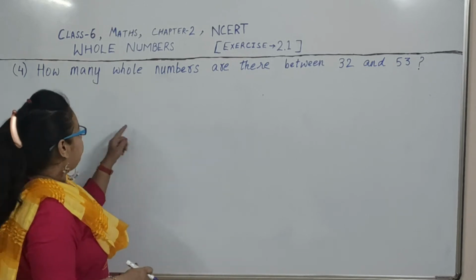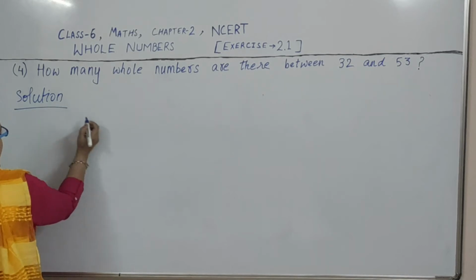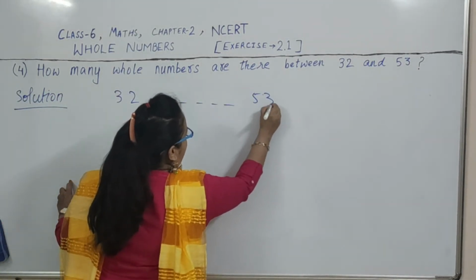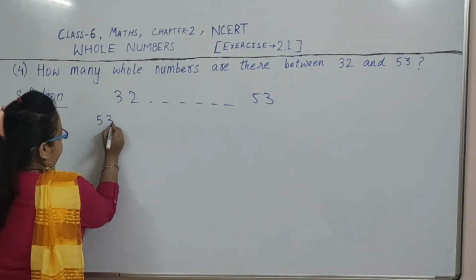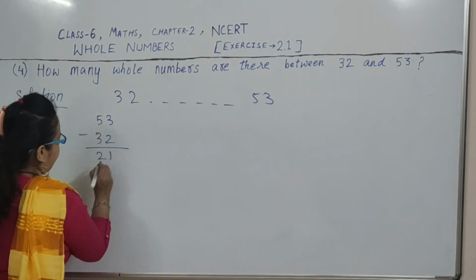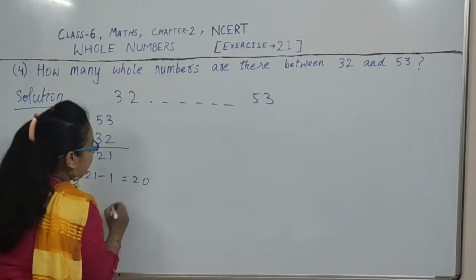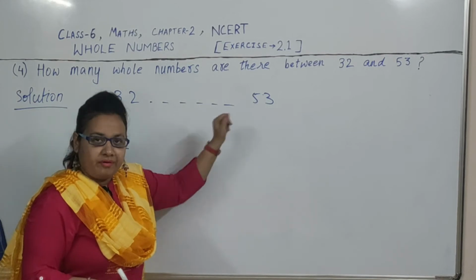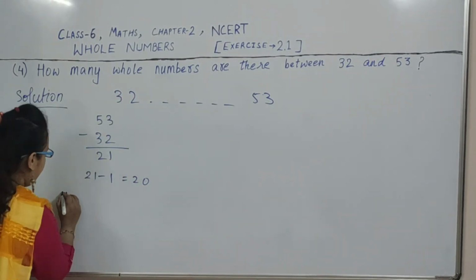So let us do the solution of this question. See, 32 and 53. How many whole numbers are there between these two numbers? So first we will subtract 32 from 53. We got 21. Now from this 21 we will subtract 1. We got 20. It means there are 20 whole numbers between 32 and 53. So what can we write? How many whole numbers are there between 32 and 53?